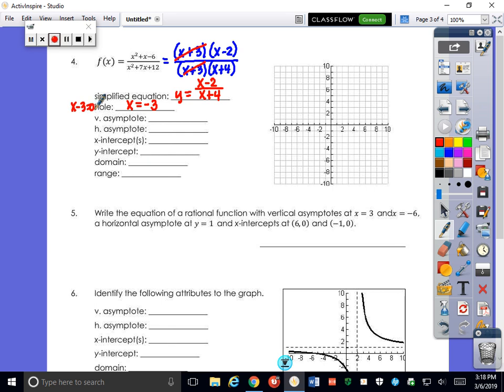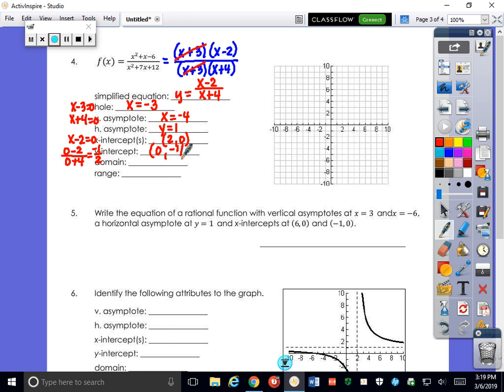Okay? Vertical asymptote is the denominator equal to 0. So this is at -4. Horizontal asymptote goes to the leading coefficient because the degrees are the same. So this is going to be 1, because the leading coefficient is 1 divided by 1. X-intercept is the numerator equal to 0. So this is 2, 0. Y-intercept, you have to put zeros in for all of the x's. So this is going to end up being -1/2.